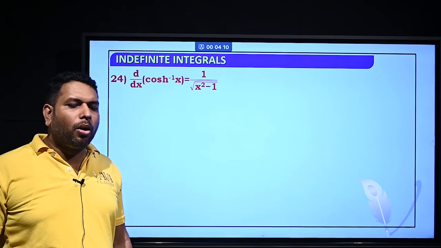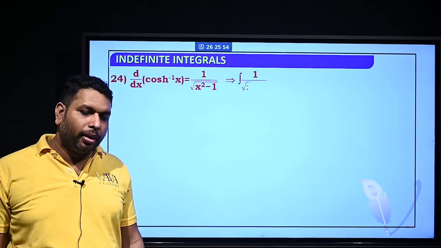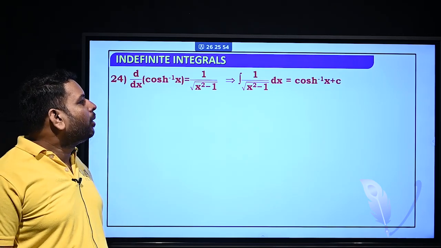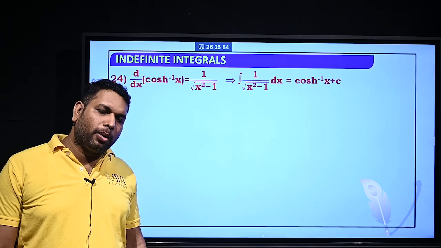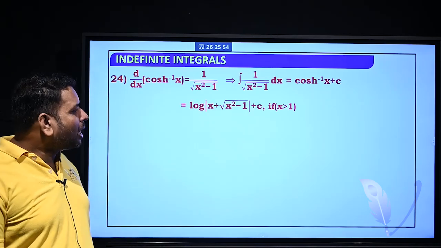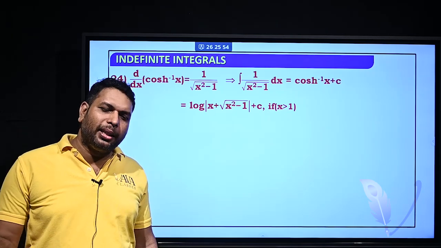So derivative of cosh inverse x is 1 by root over x square minus 1. That implies integration of 1 by root over x square minus 1 dx is cosh inverse x plus c. So it is also the same as log mod x plus root over x square minus 1, plus c.